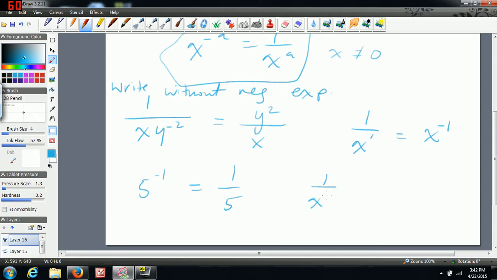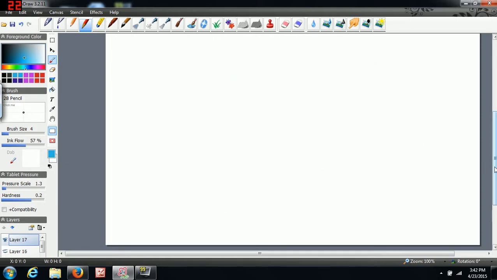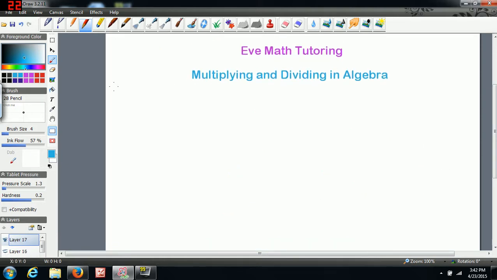If you had 1 over x to the 4 and you wanted to write that as just a base of x, that's x to the negative 4. Okay? So that's how that works. There are going to be different questions where you're going to want to flip back and forth and use different methods depending on what you're dealing with, what type of question.